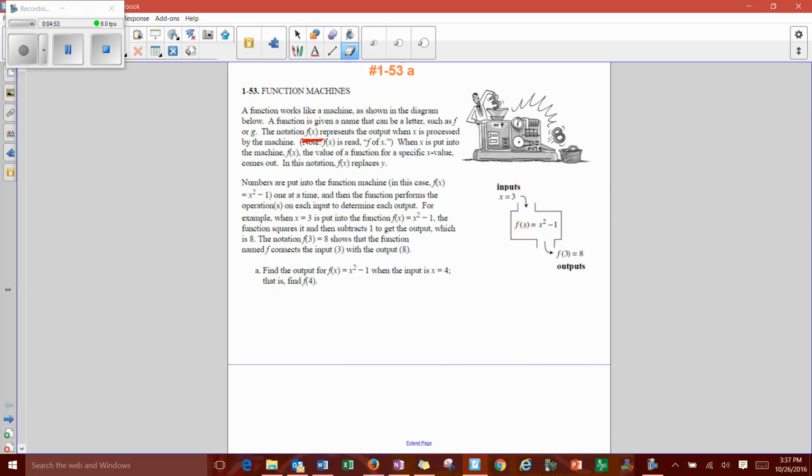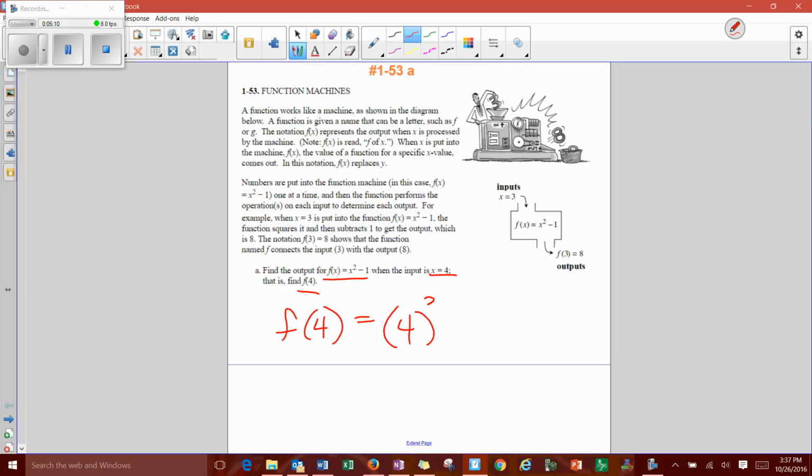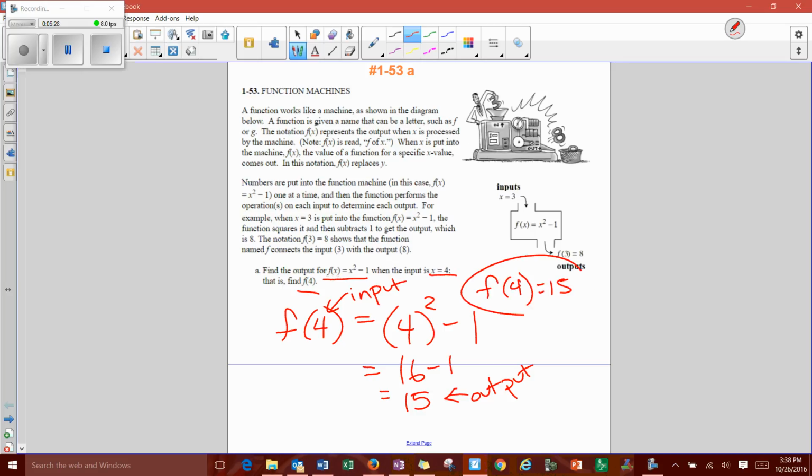Okay, all right. So I'm going to go through this with you. Find the output for f of x equals x squared minus 1 when the input is 4. That is, find f of 4. So f of 4 means that x is equal to 4. So instead of x, you're going to write a 4, okay? And now you're just going to simplify. This is 16. I'm using the order of operations. So therefore, my output is 15 when my input was 4. In other words, f of 4 is equal to 15. All right, so that's question A.